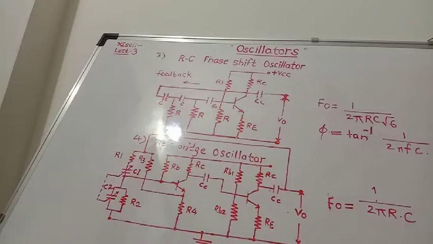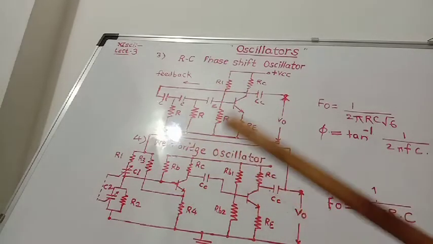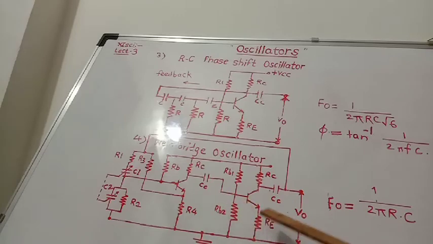Now see here, this is an RC oscillator, useful for generating low frequencies in the range of 10 Hz to about 1 megahertz. This Wien bridge oscillator consists of two stages of RC coupled amplifiers and a feedback network.